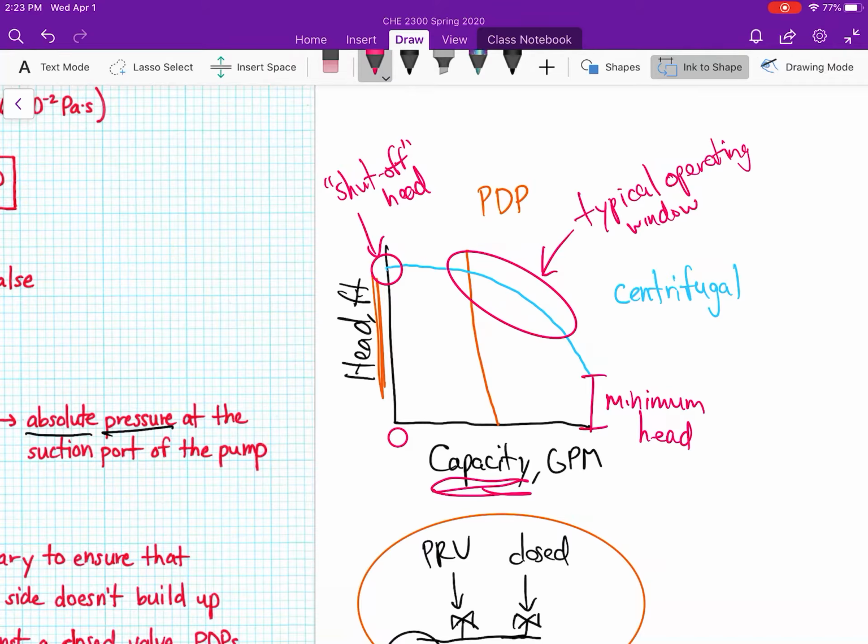This essentially occurs because I have gravity acting against my pump on the discharge side. I eventually get to the point where that gravity causes my fluid to no longer flow. So I, in a sense, have a safety relief or shutoff valve inside my centrifugal pump, right, based on this shutoff head.